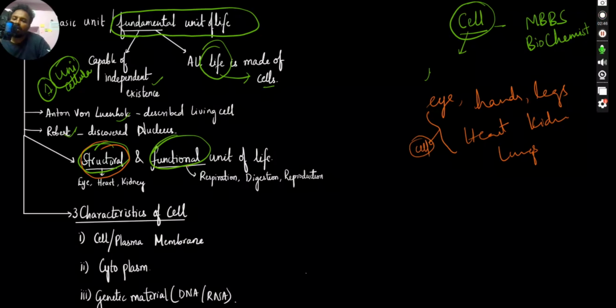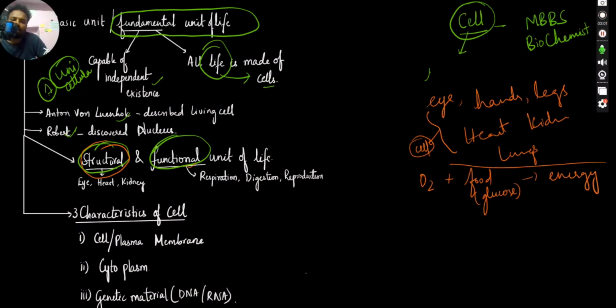And it is also the functional unit of life. For example, a human being takes in oxygen, and also takes in food, which is converted into glucose, and with that we get something called energy. At which level do all these functions happen? All these functions happen at the cellular level.